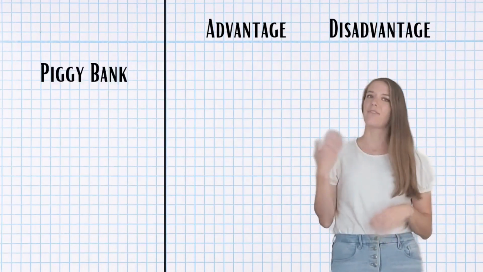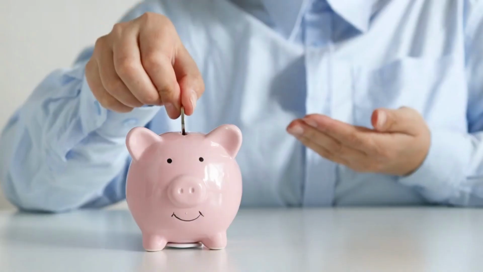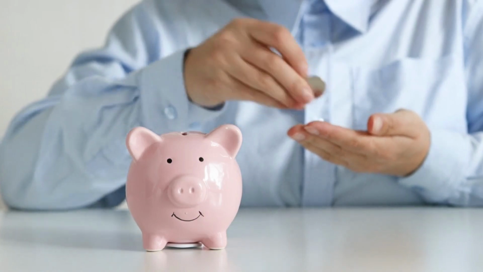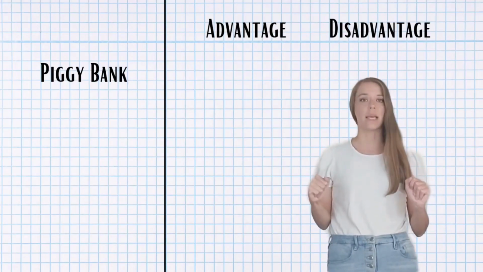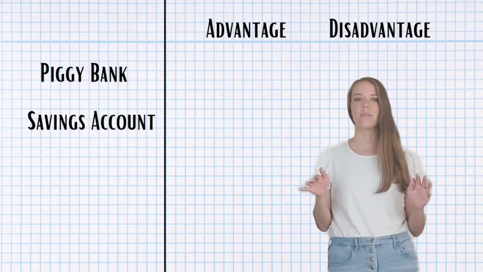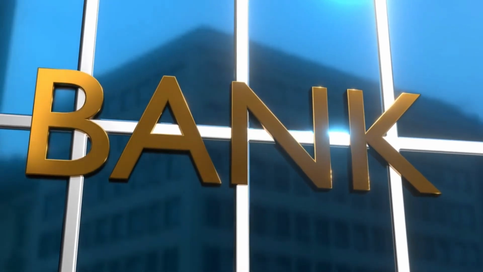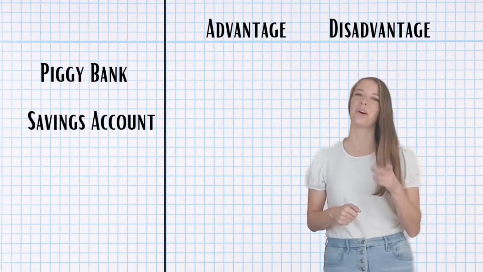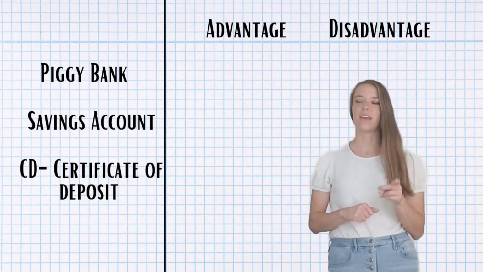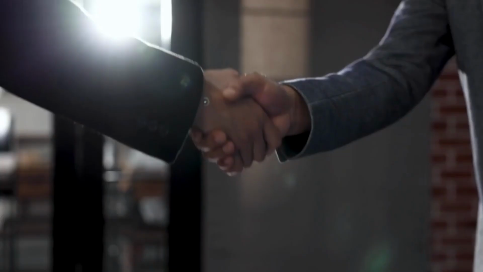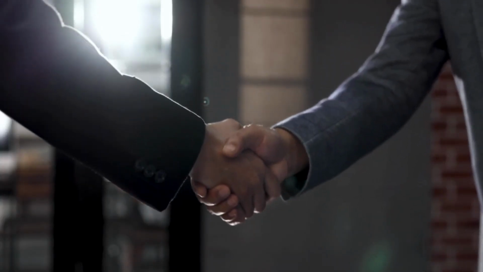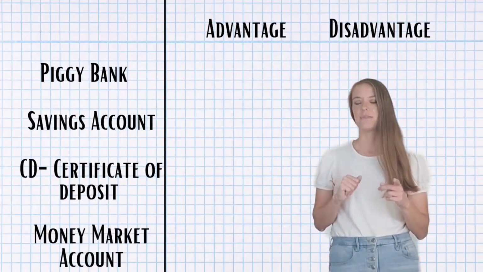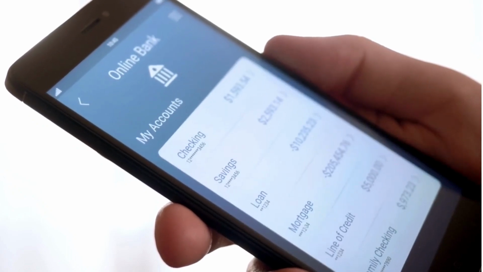So first we have a piggy bank, which I know is kind of a silly example, but it's just a way of saving your money just in your room, in your house. A savings account is just a regular way of saving. A regular savings account usually goes with your checking account. Then we have a CD, no, not a music CD, a certificate of deposit. And it's a way of saving money, but you promise to keep your money in there for a year. Then a money market account is a type of savings account that has a higher interest.